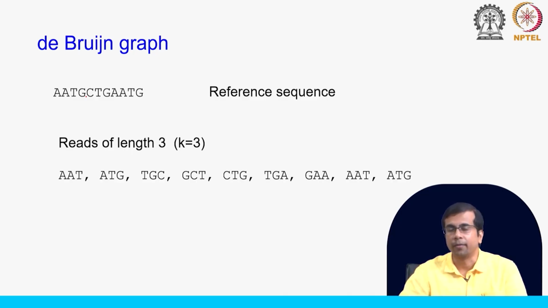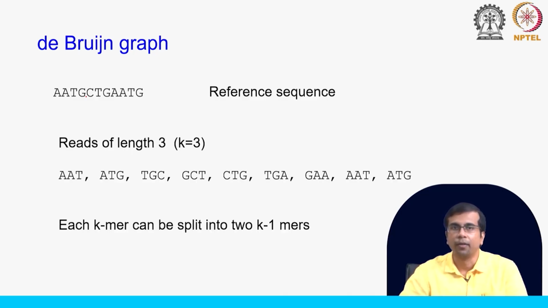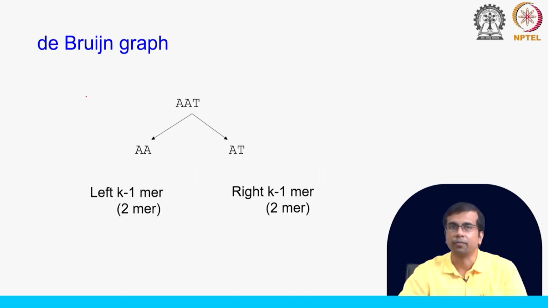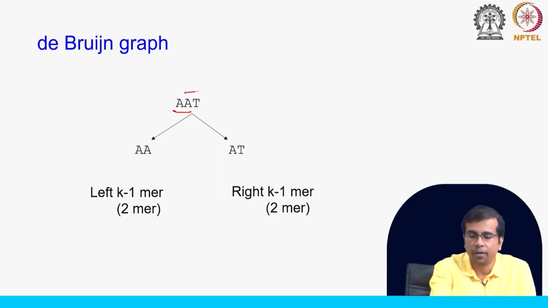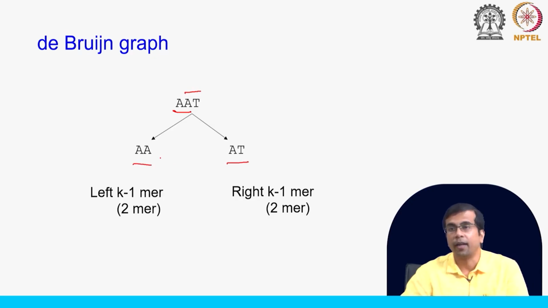For these k-mers, in the first step we split each k-mer into 2 (k-1)-mers. If k equals 3, we have 3-mers, then we need to calculate 2-mers, since k minus 1 equals 2. Here is how the splitting works. For this 3-mer, we have the left (k-1)-mer, which is the first 2 bases, and then the right (k-1)-mer, where we take the last 2 bases.